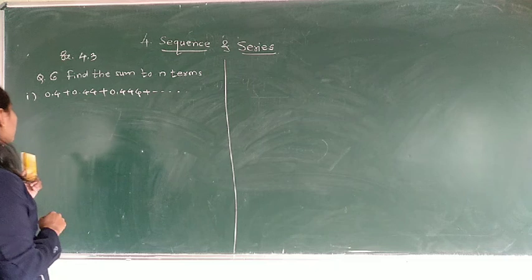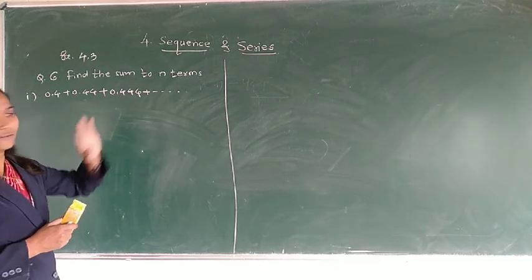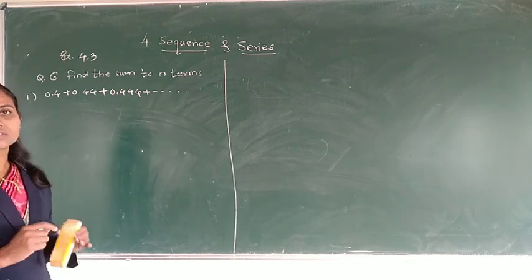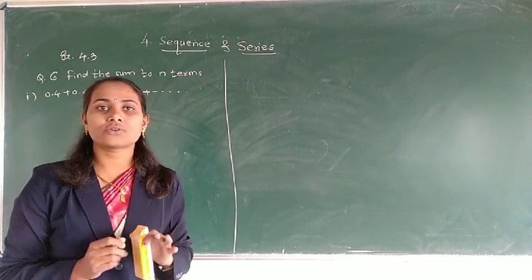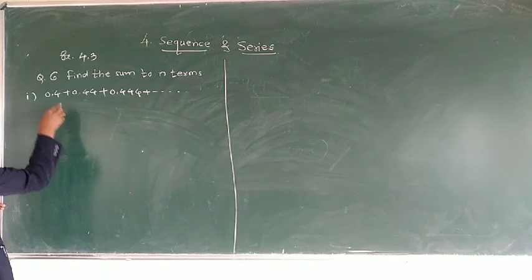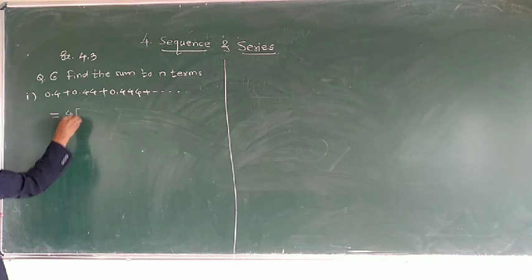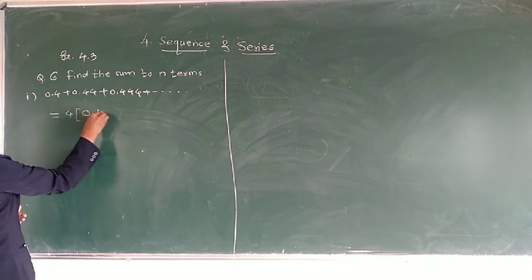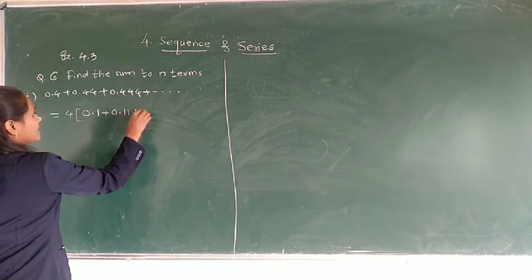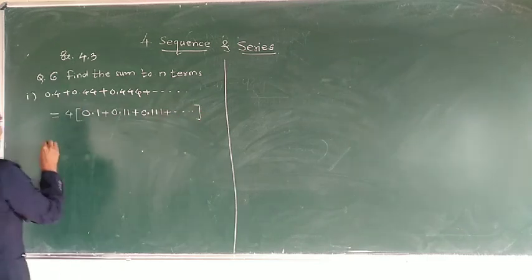Now first see what sequence is given here: 0.4, 0.44, 0.444 and so on up to n terms. First of all, the given sequence is not in GP because the common ratio is not a constant. So how do we find the sum of this type of sequence? First we take 4 common from this. Then here we get 0.1 plus 0.11 plus 0.111 and so on up to n terms.